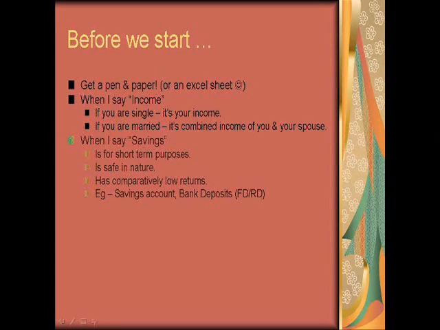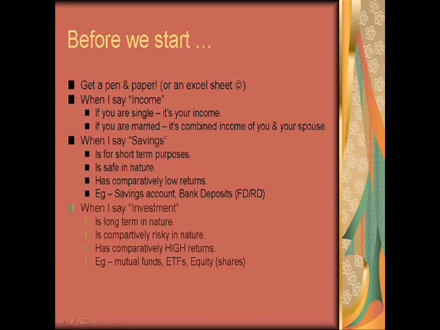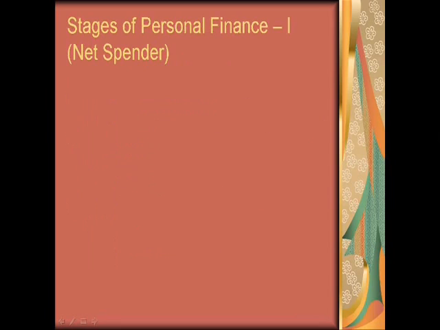When I say savings, I mean all the short-term purposes. For example, you have a savings account and you have some money in there, or you have some deposits, a fixed deposit or recurring deposit. So savings are basically safe in nature and they have comparatively low returns, like 3% to 4% to 6%. When I say investment, I mean that is long term in nature and which is comparatively risky. For example, mutual funds, ETFs, and equity, also known as shares. So they have comparatively high returns.